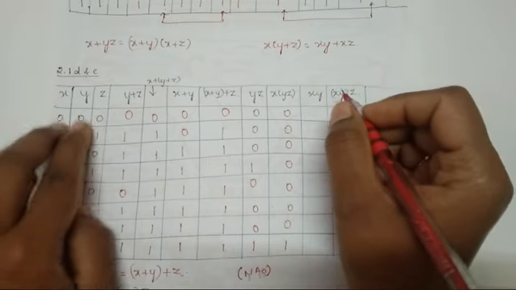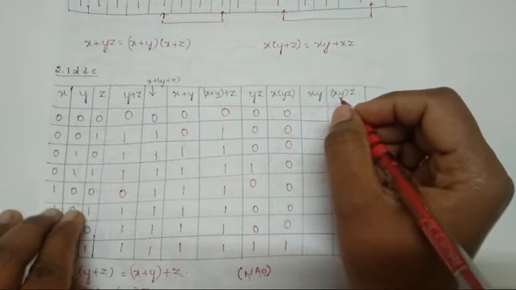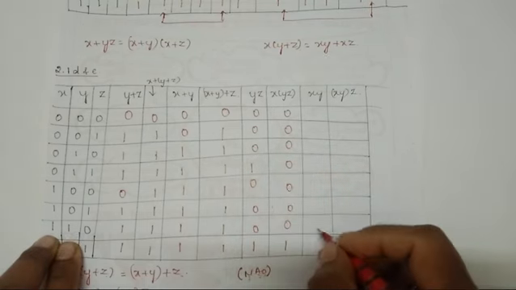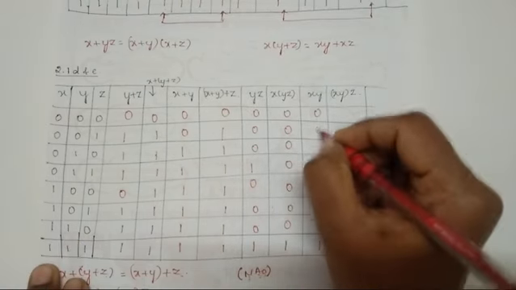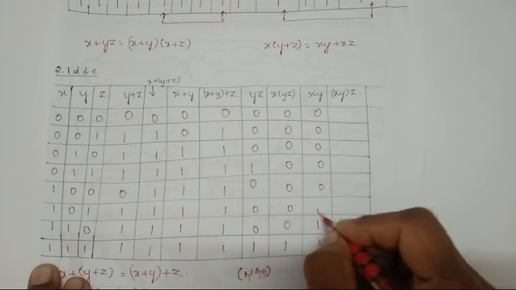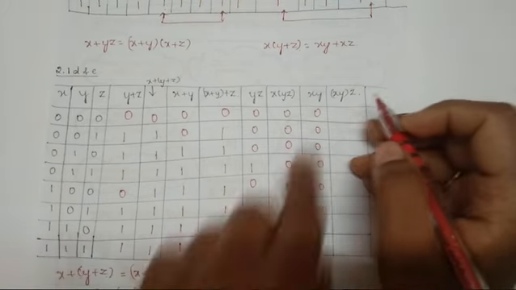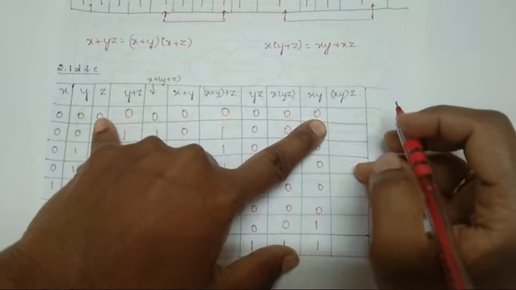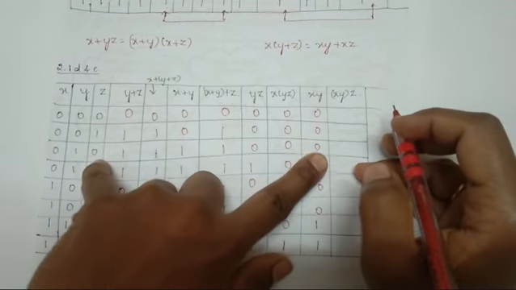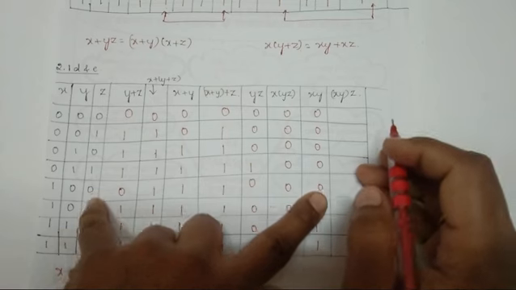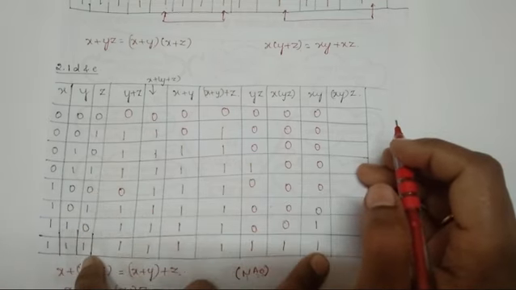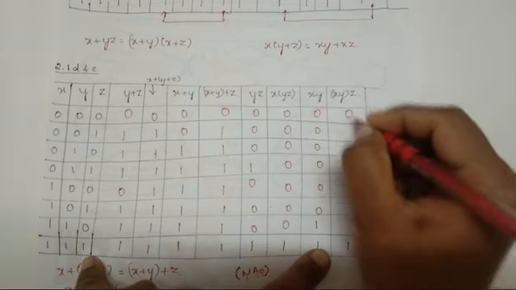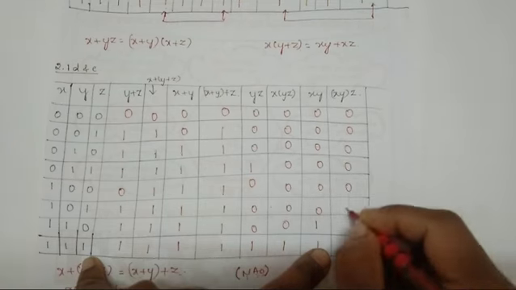x into y, only these two. So here I have to write 1, other entries as zeros. xy into z, xy is here, z is here. Okay, check for all the ones. Okay, no, yes. Okay, 1. So fill all the other entries with zeros.